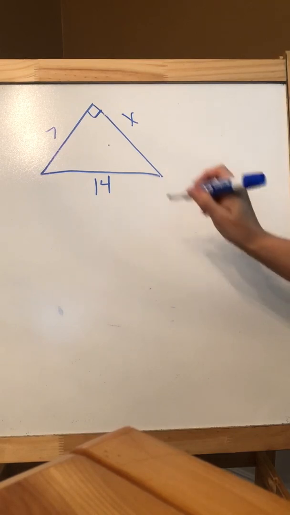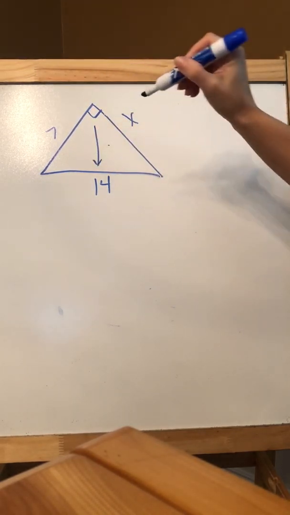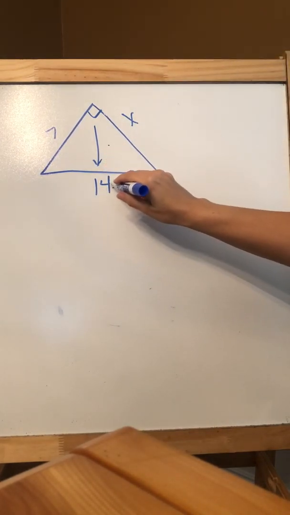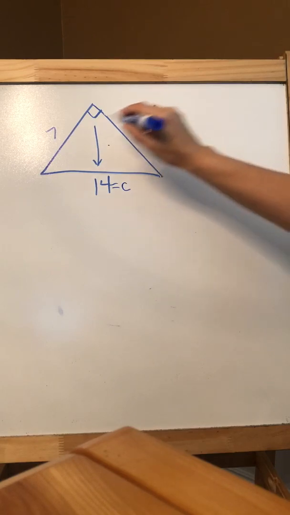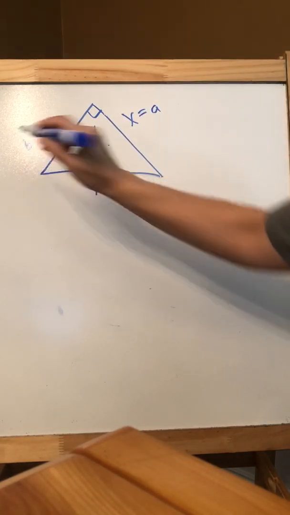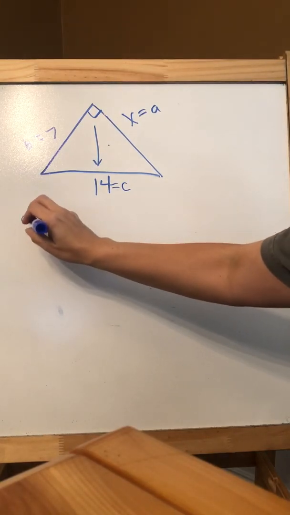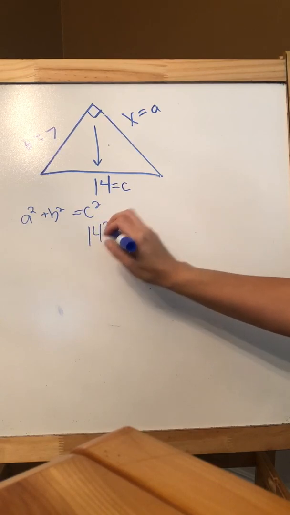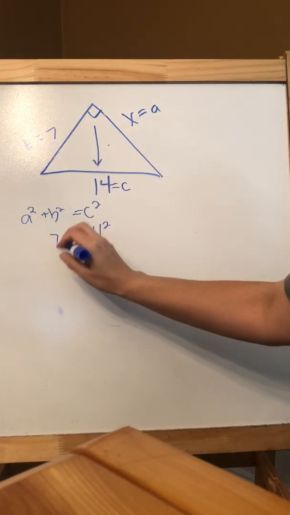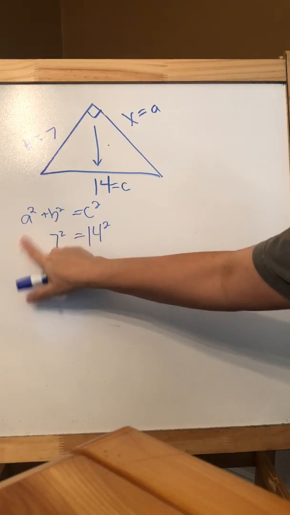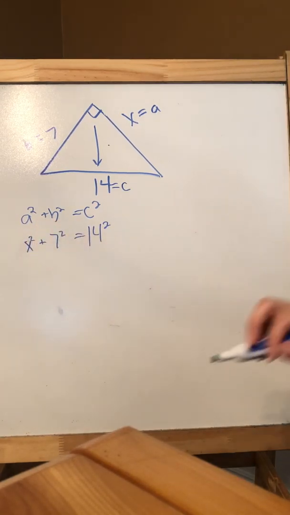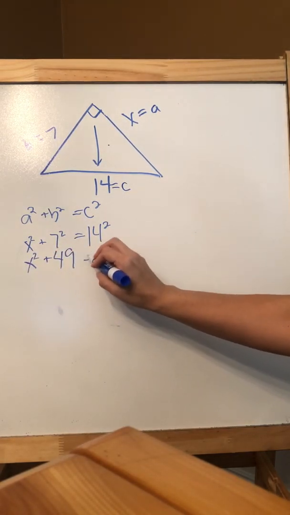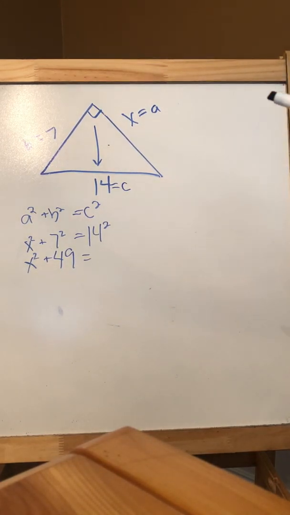So the first thing we're going to do is label each side. Find your right angle, draw a cross, and label. Okay, so we know that this 14 is C. So these legs can be A and B. All right, so we're going to have our A squared plus B squared is C squared, and let's plug our numbers in. We have 14 squared here. B is 7 squared, and for A, we're going to plug in X, so we have X squared. Okay, let's write what we know. X squared plus 49 equals 196.